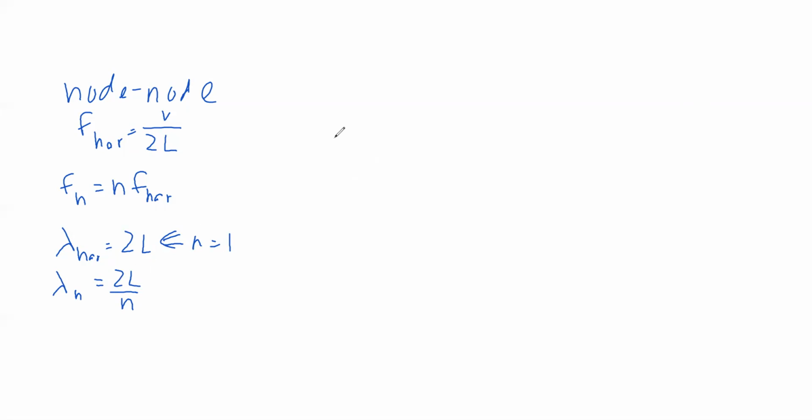What about for the node-antinode pair? The one where there's a loose end. What's different here? Well, I'll just write node, antinode. Now the fundamental harmonic is half of this, right? Because it went from 0.4 to 0.2 hertz, and so it's V over 4L.